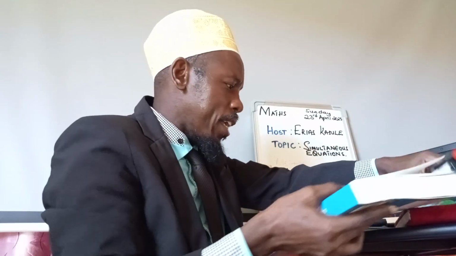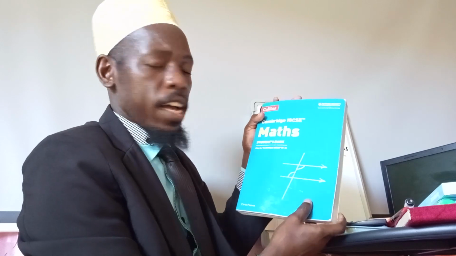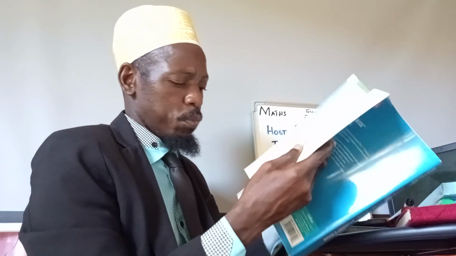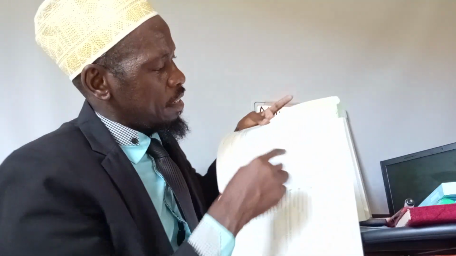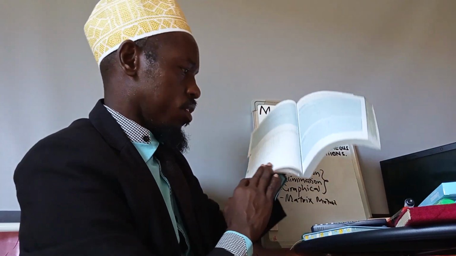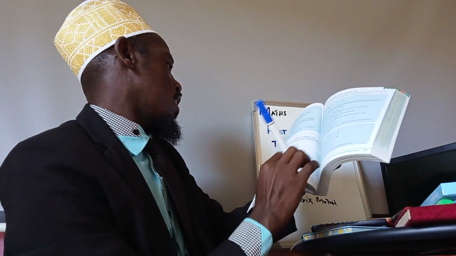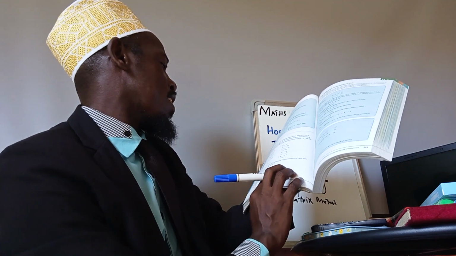I'll use my book here, my favorite these days, the Cambridge IGCSE Maths students book. Simultaneous equations is on page 222. I'll just pick only one example, then we shall solve it using the substitution method. It's on page 226, and the question I'll choose is exercise 13J.